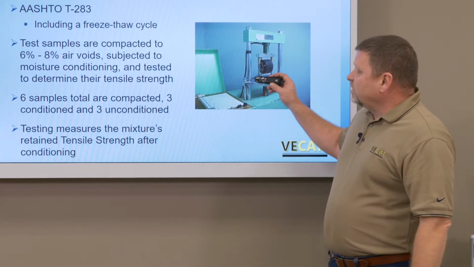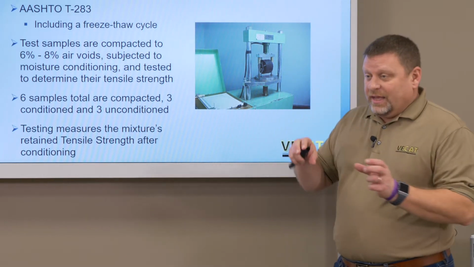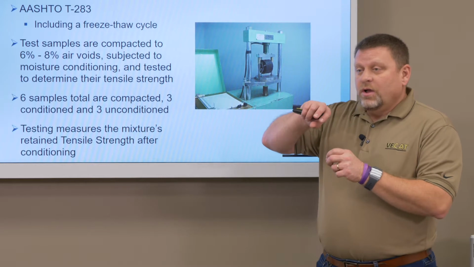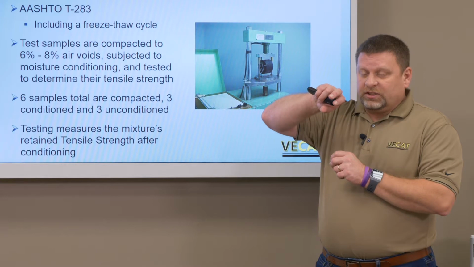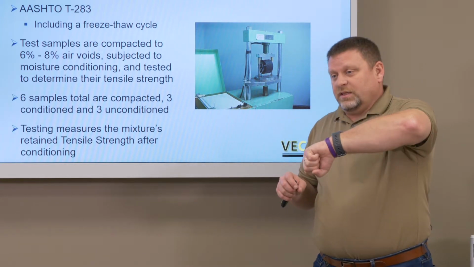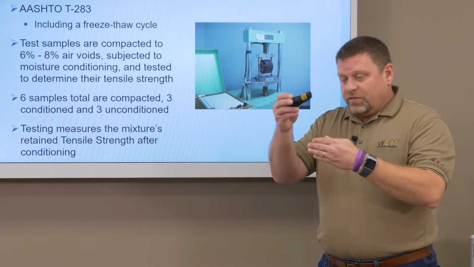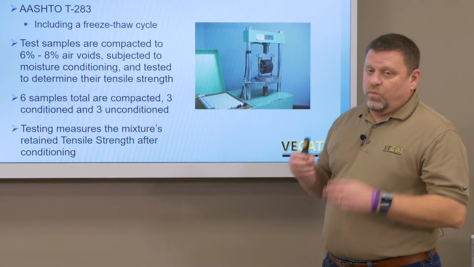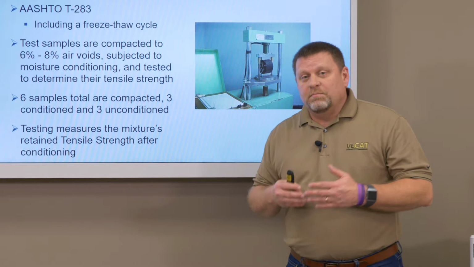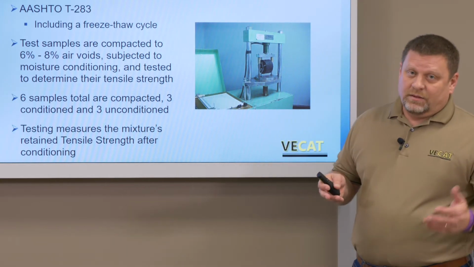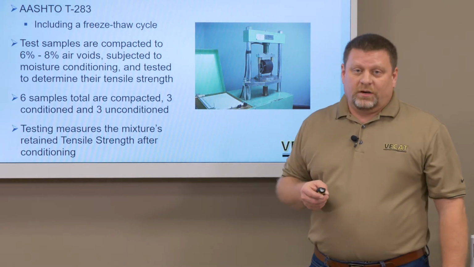I want to take and average each subgroup's strengths, and I end up with what's called the TSR ratio, which is the strength of my conditioned set over top of my strength of my unconditioned set. It's a simple calculation, one number over the other number. When I divide it out, I end up with one number. For that, to meet TSRs in the state of Virginia, you have to be a minimum of 80%, of 80, okay? That 80 is the minimum we can have for an acceptable TSR test.